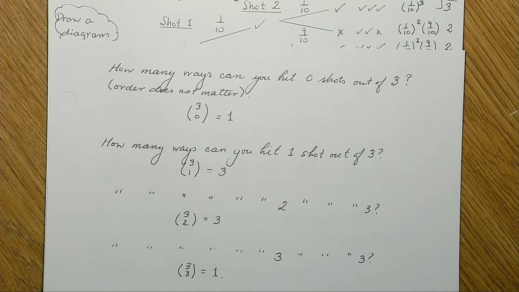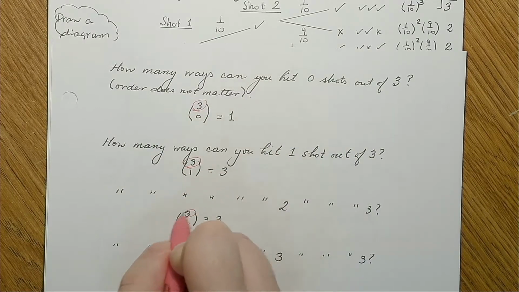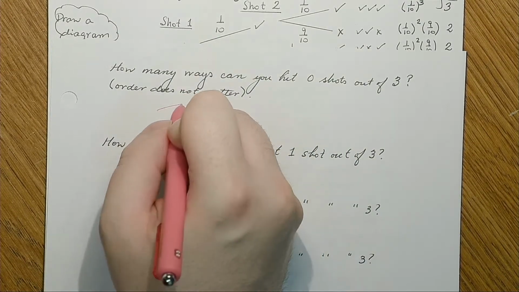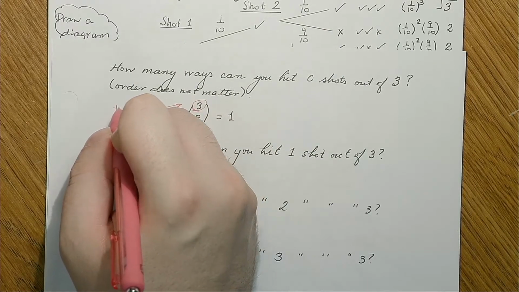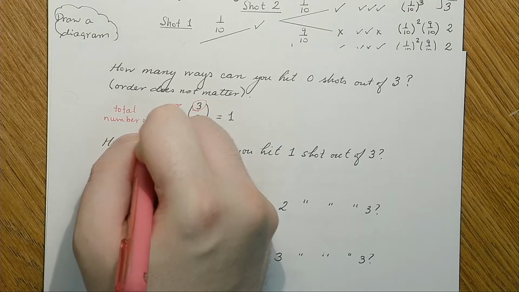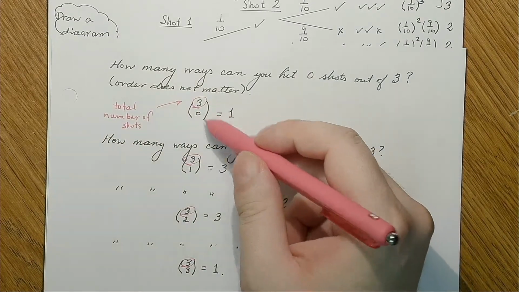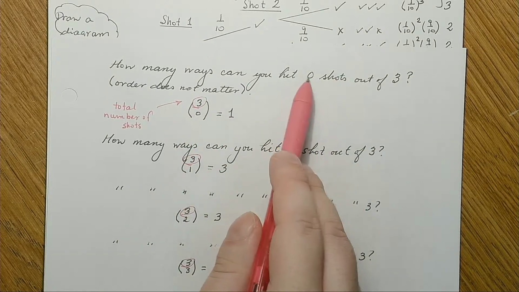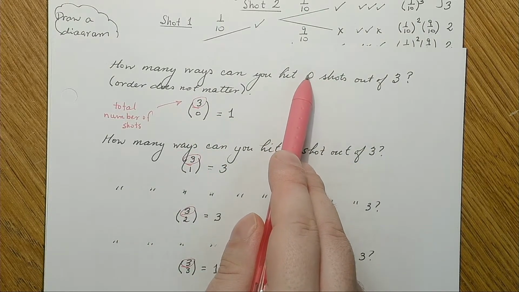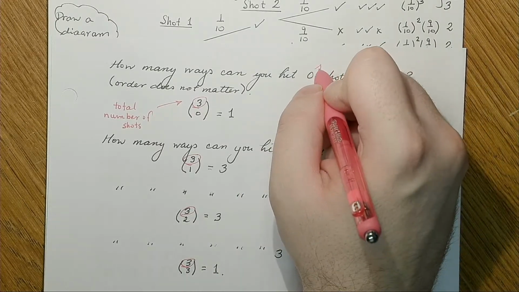So notice here that 3, 3, 3, this is the total number of shots. And that number is not changing from one to the next. The only thing that is changing is the number of shots that are successful. I should have said the number of ways you can hit successful.